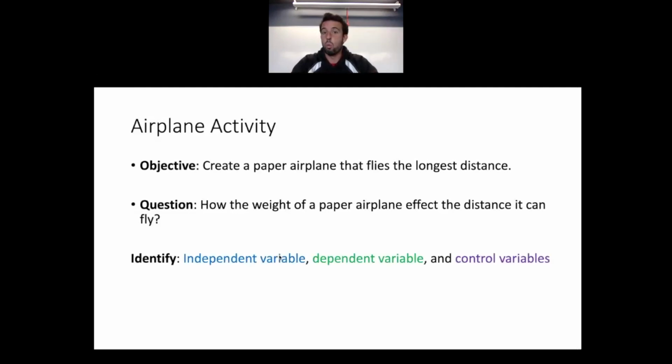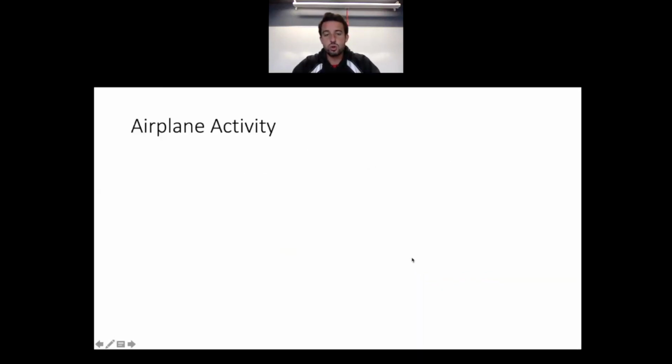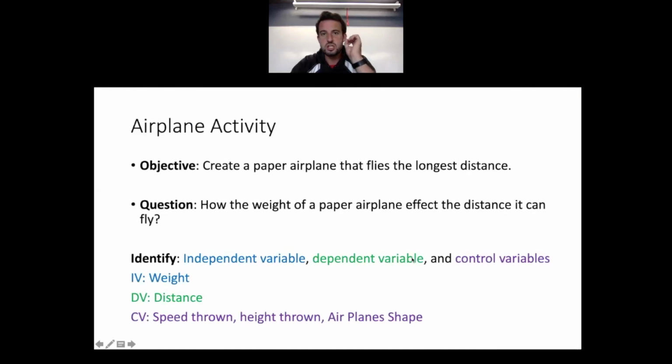So what do you think are the independent, dependent, and control variables here? Go ahead and talk about it. Or don't talk about it, think about it. Independent variable is going to be something like weight. Dependent variable is going to be the distance, and then control variables, you're going to have to keep the speed you throw it constant. You're going to have to keep the height you throw it constant. And you're going to have to keep your airplane's shape and design also constant. So those are 3 things you're going to have to be super careful with.